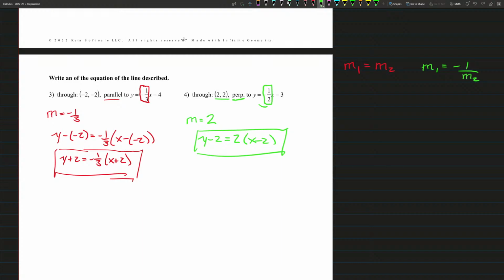And if point slope form freaks you out, just go back to slope intercept form, plug in x and y and m, and then solve for b, and then plug that back into the equation.